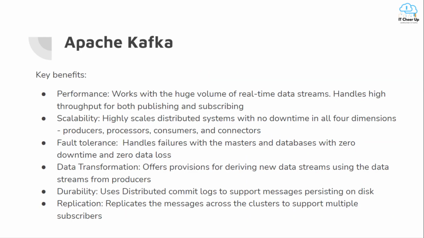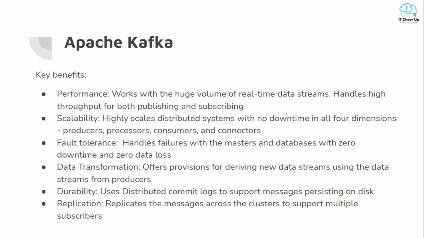Apache Kafka has the following benefits for real-time streams of data collection and big data real-time analytics. It works with huge volumes of real-time data streams. It handles high throughput for both publishing and subscribing. It has a highly scalable distributed system with no downtime in all 4 dimensions: producers, processors, consumers, and connectors. It handles failures with the masters and the database with 0 downtime and 0 data loss.